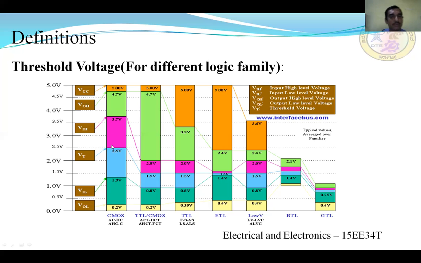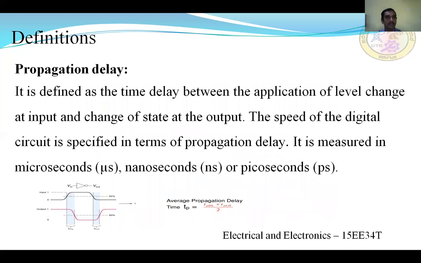Okay. So we'll move on to the next definition. The next definition is propagation delay. Just we'll see the definition. The definition goes like this. It is defined as the time delay between the application of a level change at the input and the change of state at the output.